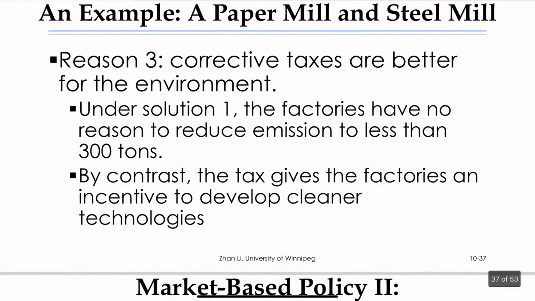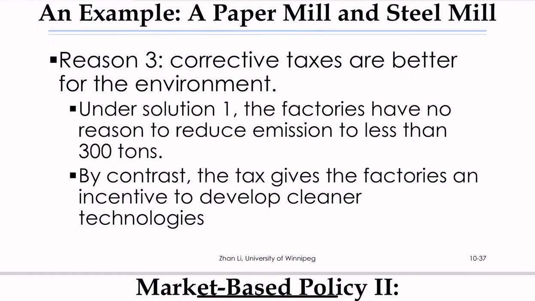Okay, reason 3. Corrective taxes are better for the environment. This is an interesting result. If you think about this, it does make sense. First, under this approach 1, this command and control approach, Environment Canada basically tells each firm, hey, you have to reduce your pollution and the maximum pollution you can generate is 300 tons. Now, this has some incentive effect. That is, after reducing the pollution to less than 300 tons, no firm would have the incentive to reduce the pollution further. So it basically means that if the government imposes the first solution, then the best result is each firm will just generate 300 tons of pollution.